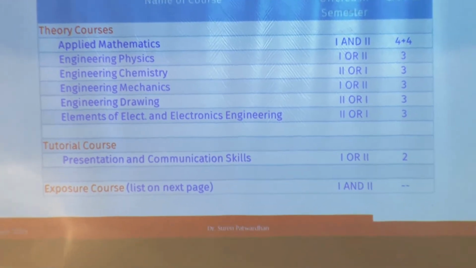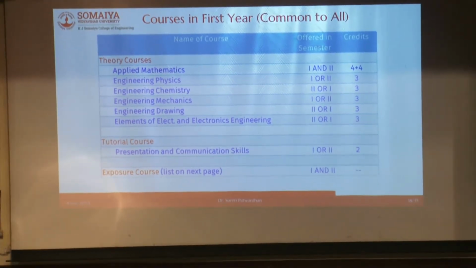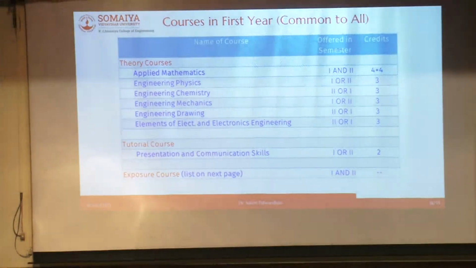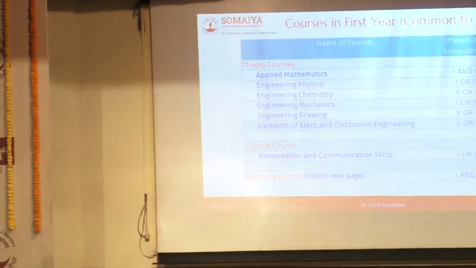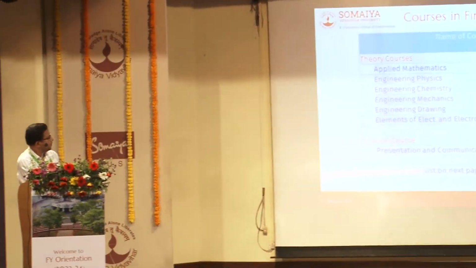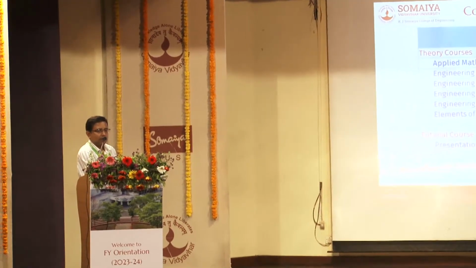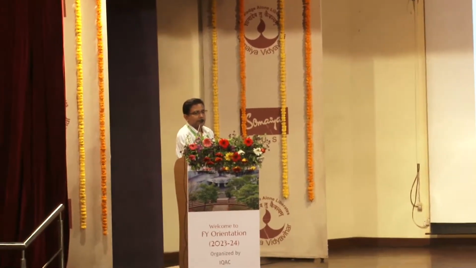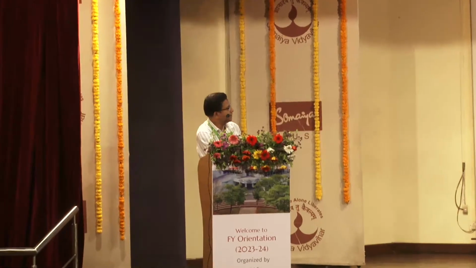Okay, so this is how it will be. Applied mathematics you'll be having for both semester 1 and 2, with 4+4 credits. Physics and chemistry either in first semester or second semester, 3 credits each. Engineering mechanics and engineering drawing, again same, either or. And then elements of electrical and electronics engineering, either in second semester or first semester.